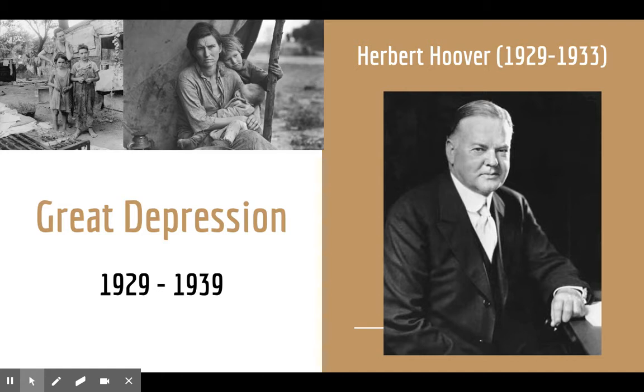The first president that we had in the Great Depression was named Herbert Hoover. I'm probably going to mistake saying his name a multitude of times, so just give me some grace. I always want to say Sherbert, but it's Herbert. Herbert Hoover. He is our president from 1929 to 1933.